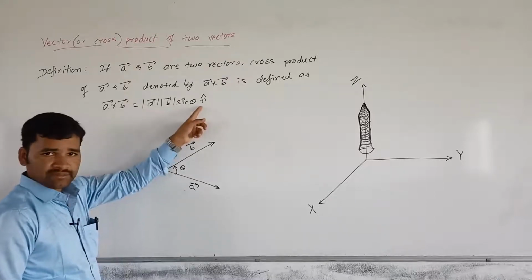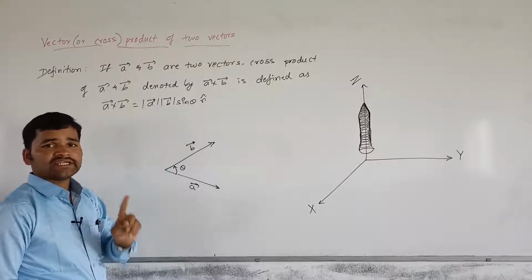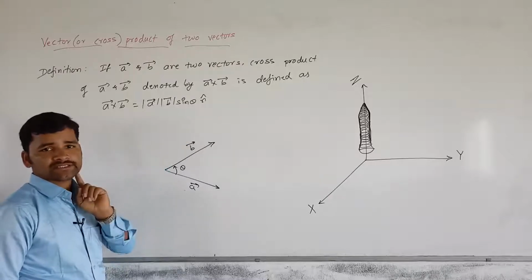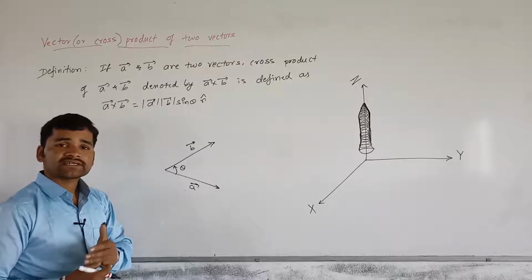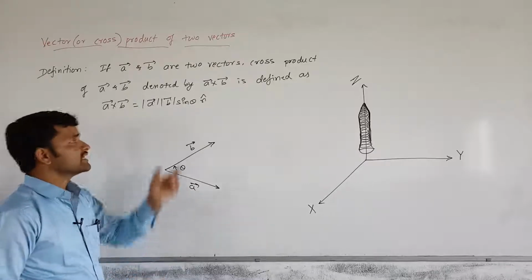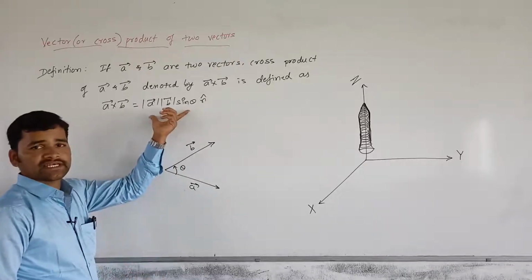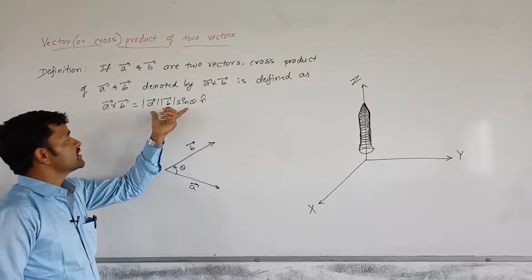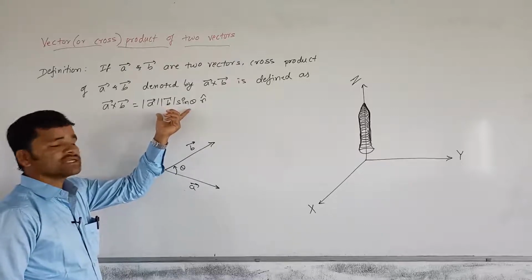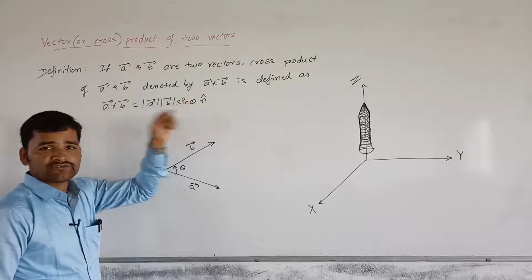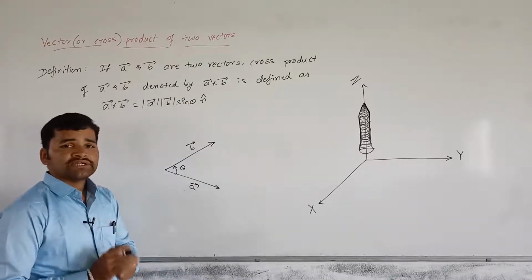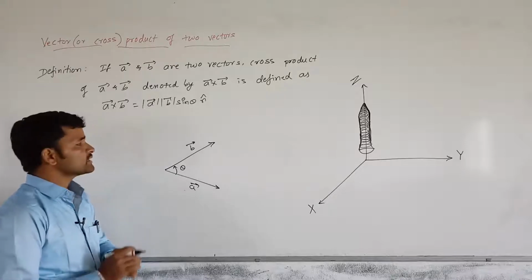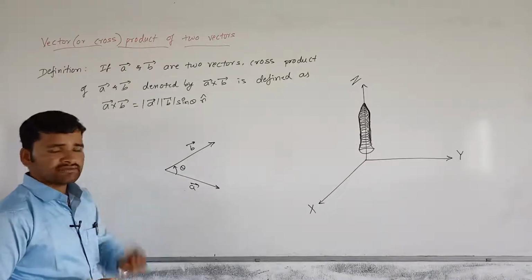What does this n cap indicate? N cap indicates the direction of A cross B. That means A cross B is a vector, not a scalar. It has a magnitude, that is magnitude of vector A into magnitude of vector B into sin theta, in the direction of n cap. I will explain what n cap is. N cap is a unit vector which is perpendicular to both vector A and vector B.